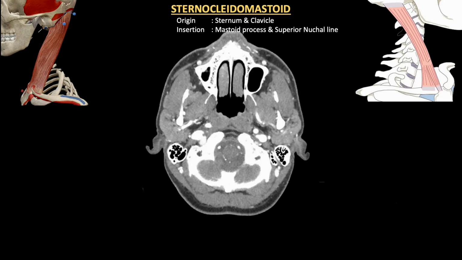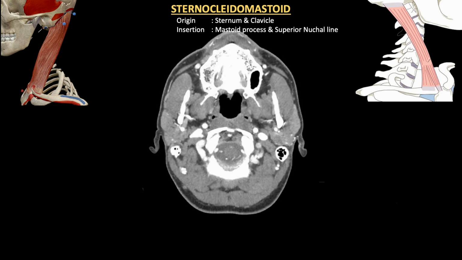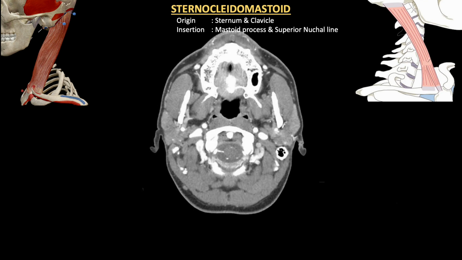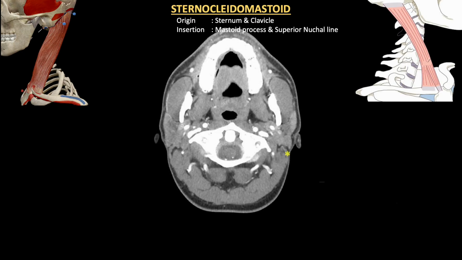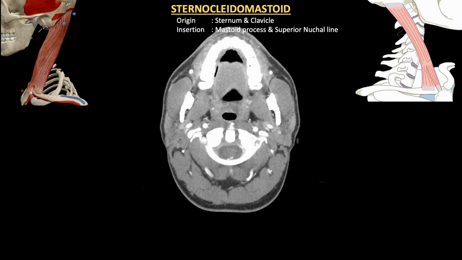So let's see how the sternocleidomastoid looks on the CT scan. As we discussed, it inserts onto the mastoid. So this is the mastoid process. You can appreciate the mastoid air cells inside. So we are scrolling downwards. As you go down, you will see the muscle becoming more prominent. So this here is the sternocleidomastoid. You can appreciate it on both sides.